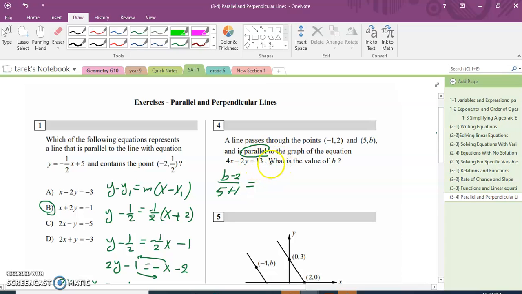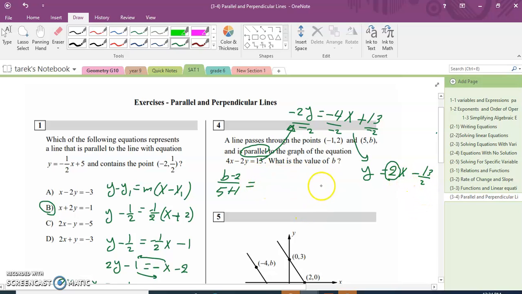How can I get the slope of this line? I have to write this line in the slope-intercept form first, because it is written in the standard form now. How can you do that? Take the 4x to the other side. It will be negative 2y equals negative 4x plus 13, and divide by negative 2. So this equation will be y equals negative 4 divided by negative 2, which is 2x, minus 13 over 2. So the slope is 2.